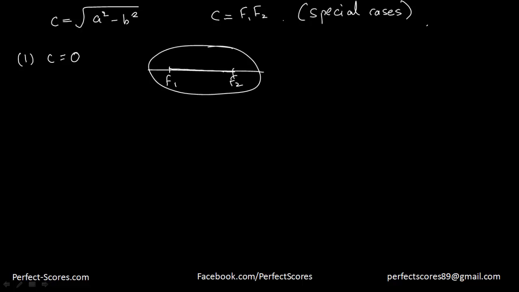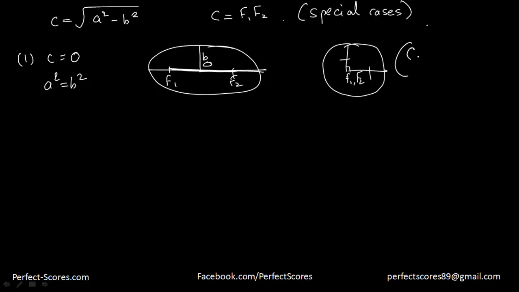If c is equal to 0, that means if this distance is equal to 0, then a square will actually be equal to b square, which means that this square, this is b, is actually going to be equal to this square, which means the ellipse will become a circle, right? Because this square will be equal to this square. So we can clearly say that the circle is nothing but a special case of an ellipse, right?